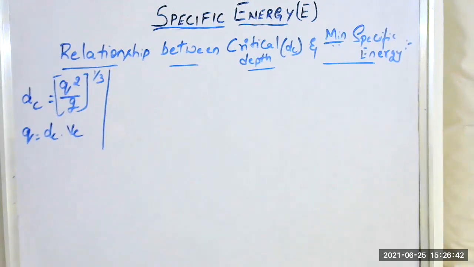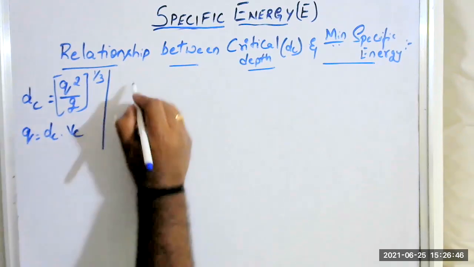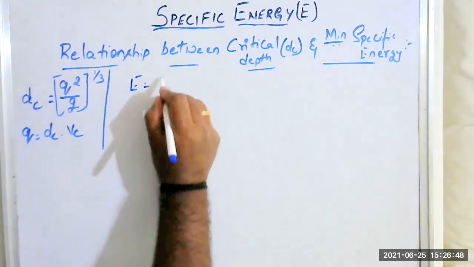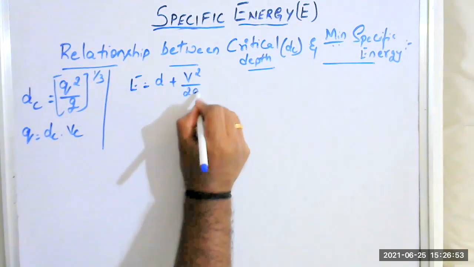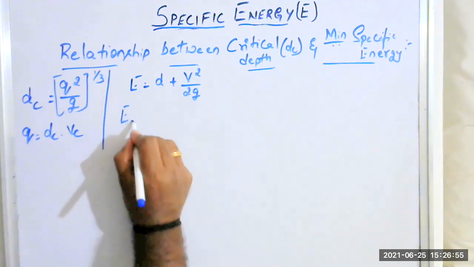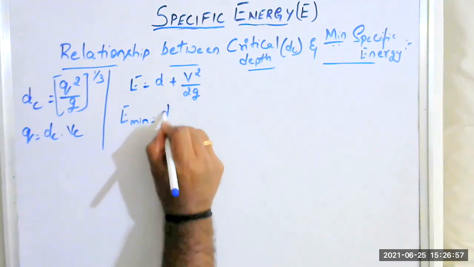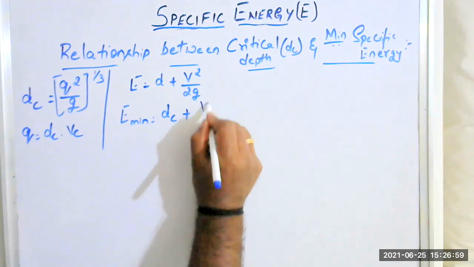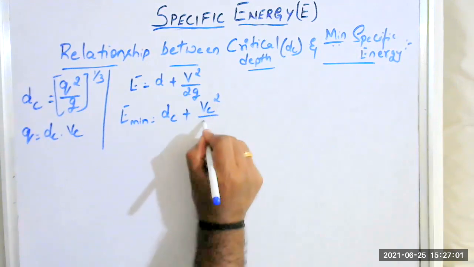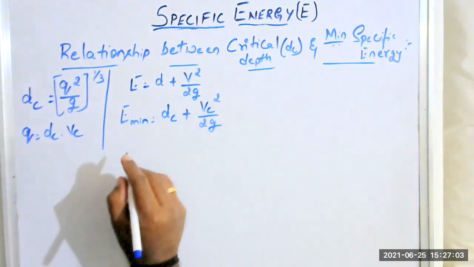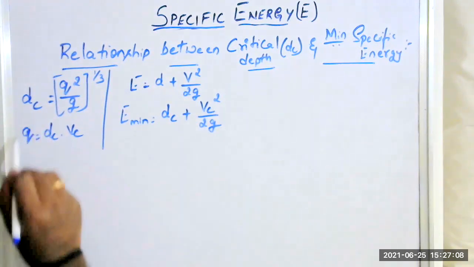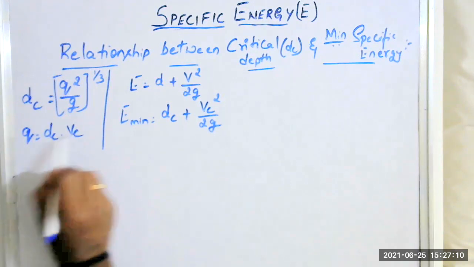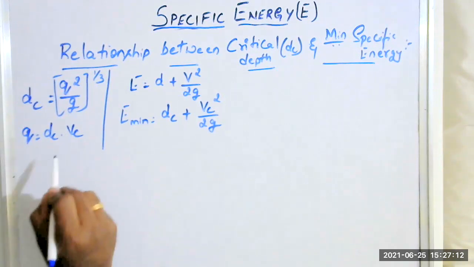Now, what is the relationship between critical depth and minimum specific energy? We know that specific energy is equal to d plus v square by 2g. When the specific energy is minimum, the depth becomes critical depth and the velocity becomes critical velocity. Further, you can write the critical velocity, VC, is equal to Q divided by DC.